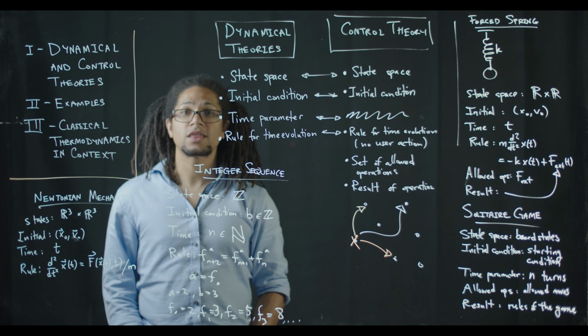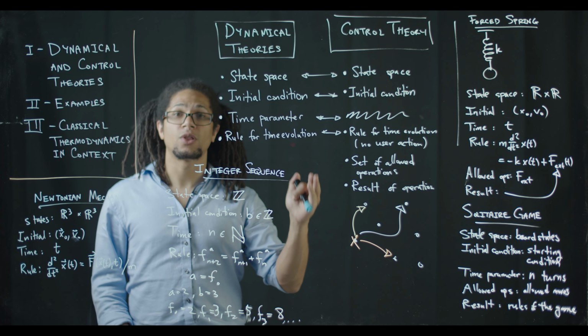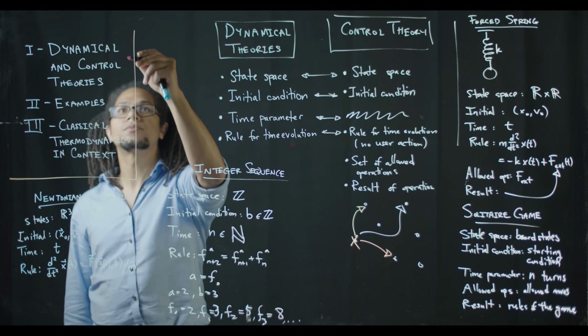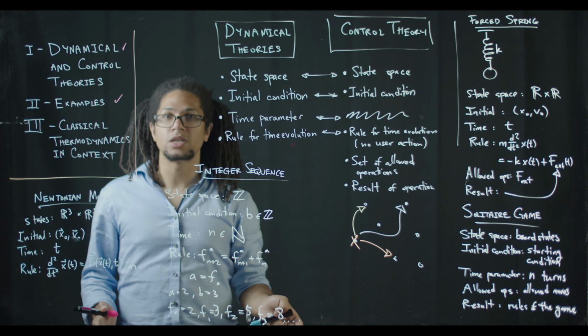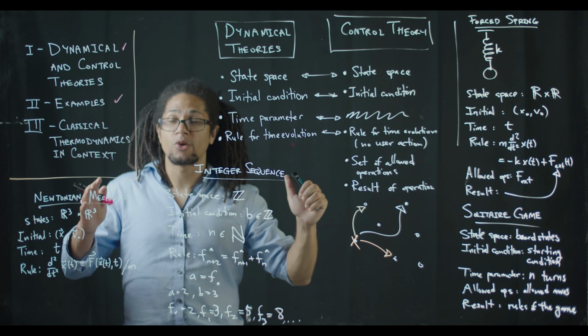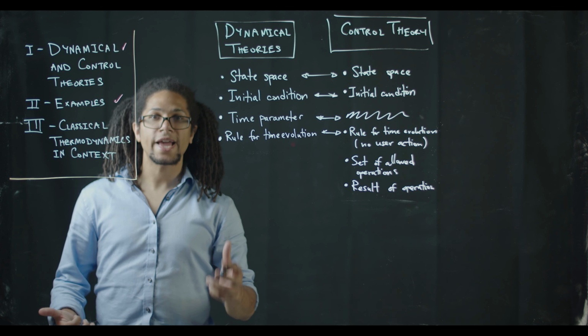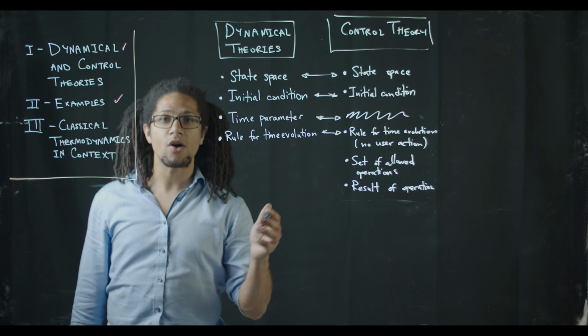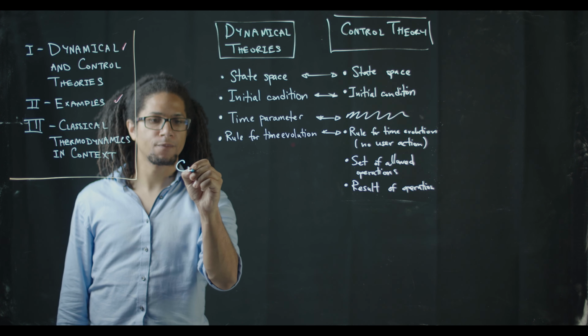And with that, I think that this is a pretty good survey of the kinds of things that we could see from both dynamical and control theories. Let me get the board cleaned up, and then we'll talk a little bit about how classical thermodynamics fits this model. Okay, our next order of business is to figure out how classical thermodynamics fits the model of control theory.